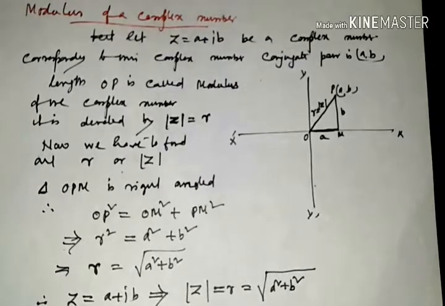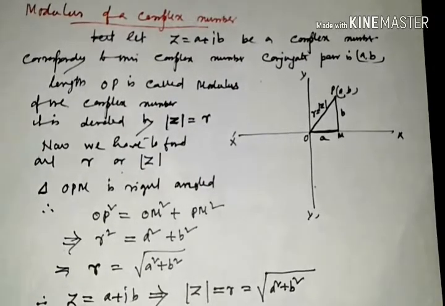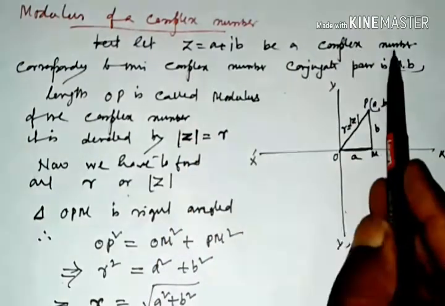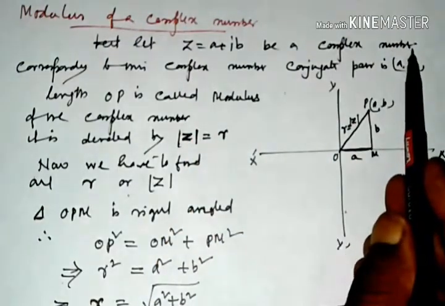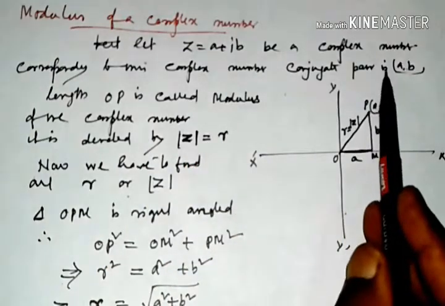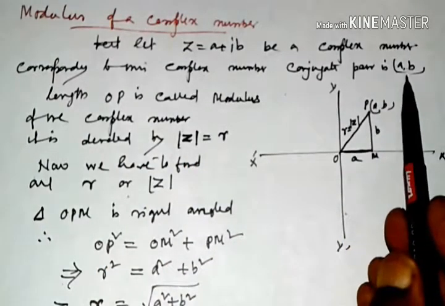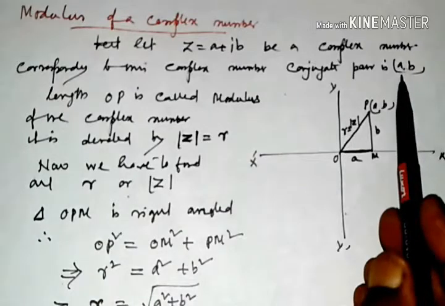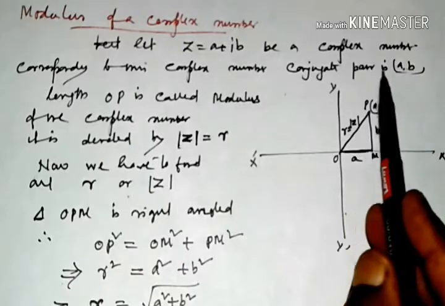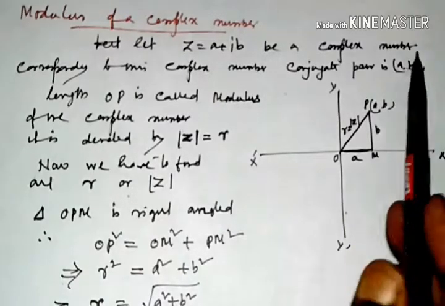Next, I shall discuss the modulus of a complex number. Let z is equal to a plus ib be a complex number. Corresponding to this complex number, we have already got that the conjugate pair is (a, b).